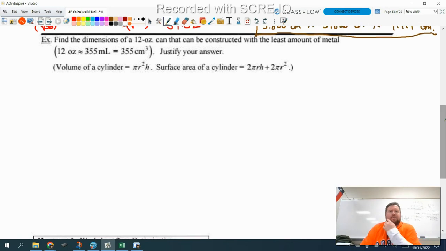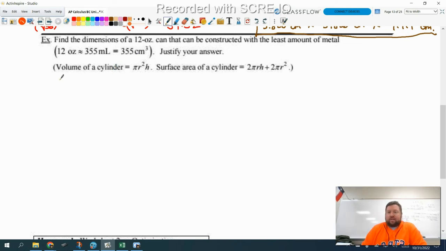Okay, so we have the dimensions of a 12-ounce can that can be constructed with the least amount of metal. Okay, they're telling us here a conversion. 12 ounces is the same thing as 355 milliliters, and milliliters is the same thing as centimeters cubed. Okay, so we are going to find the least amount of metal. So that's going to be the surface area of our cylinder. That's the surface area is the amount of metal that you would need to make a can. And then we're also going to need this volume equation as well.